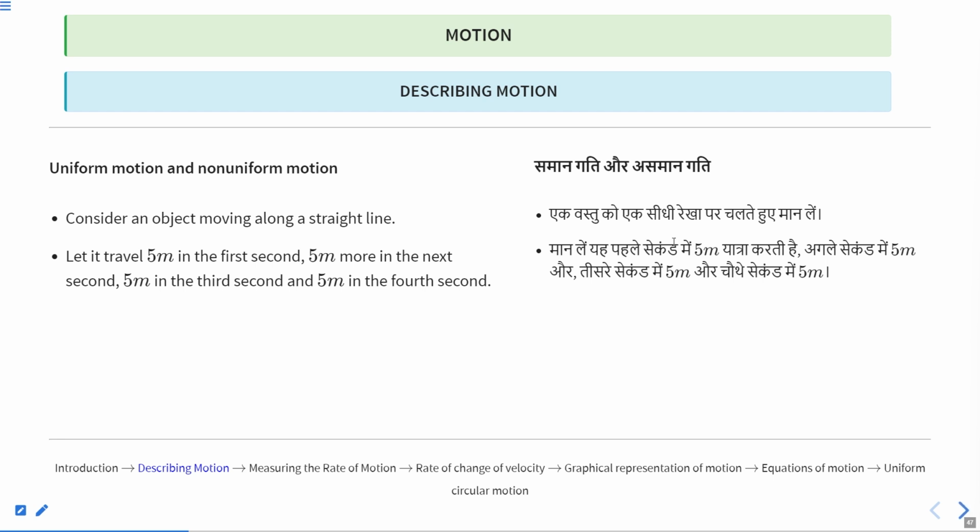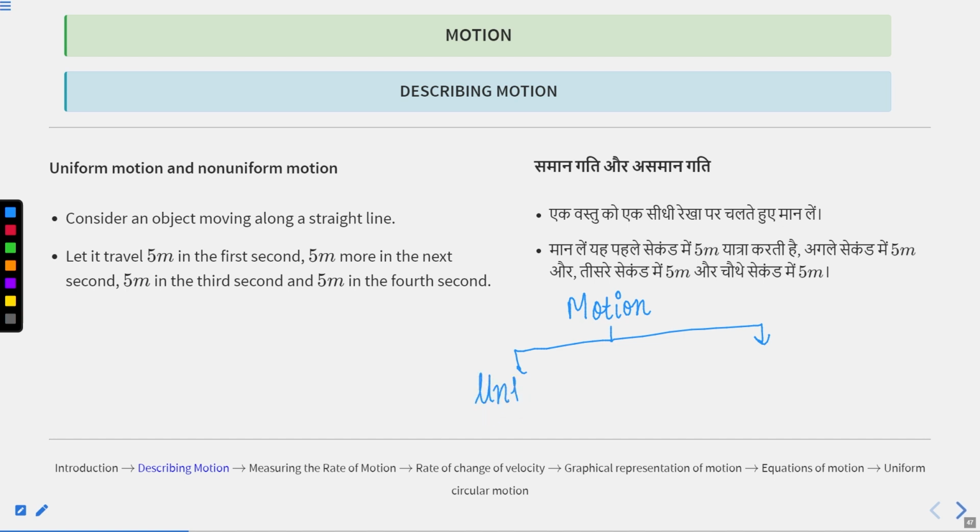Motion is divided into two categories. One is uniform motion. Uniform means equal. And the other is non-uniform motion. So we are going to learn what is uniform motion and what is non-uniform motion. Let's begin with a simple example.